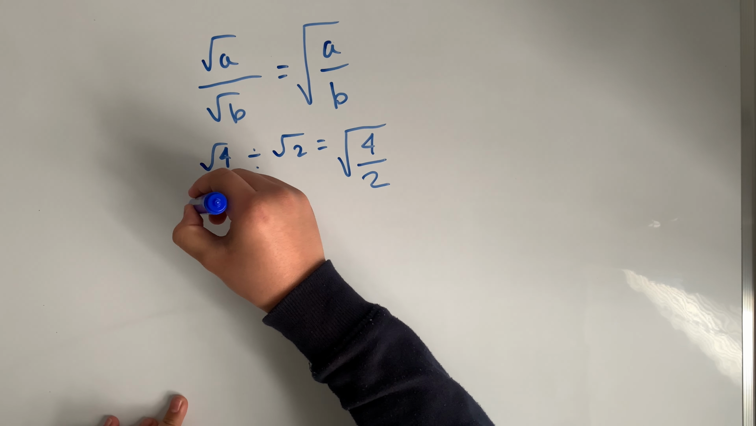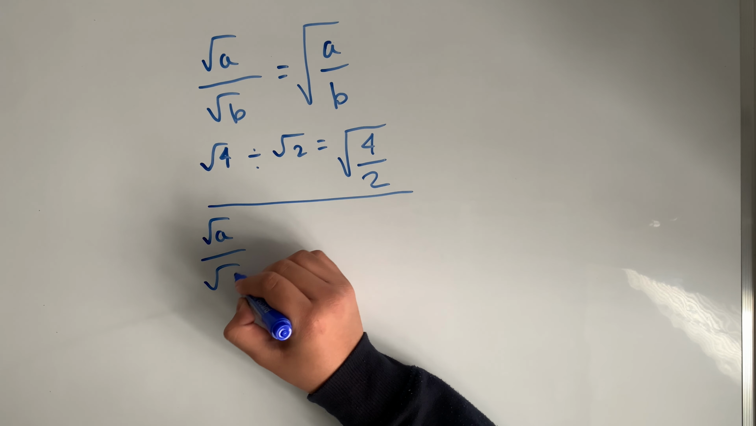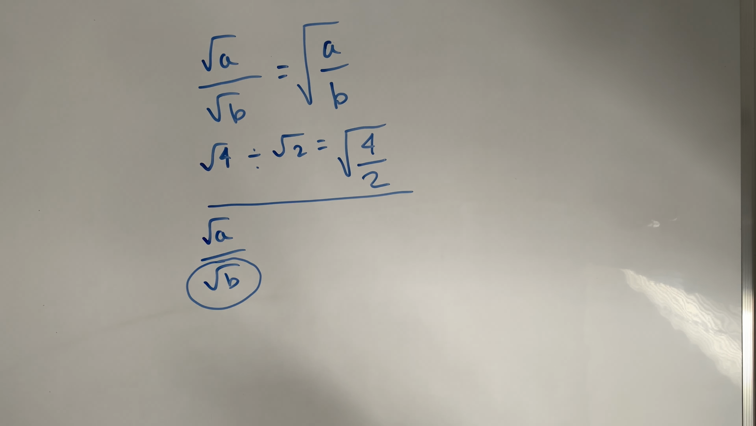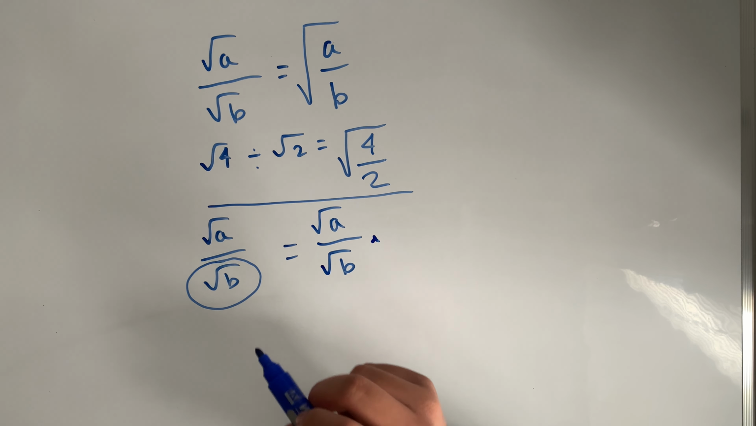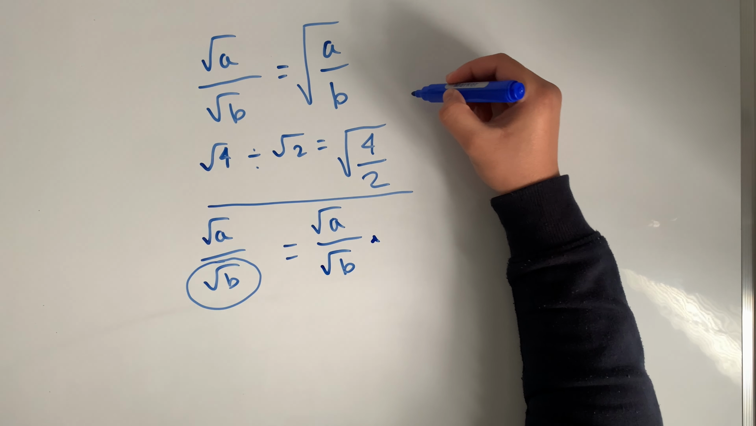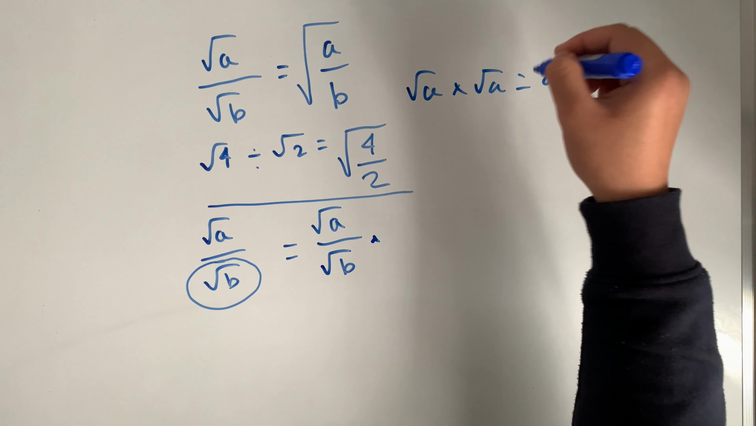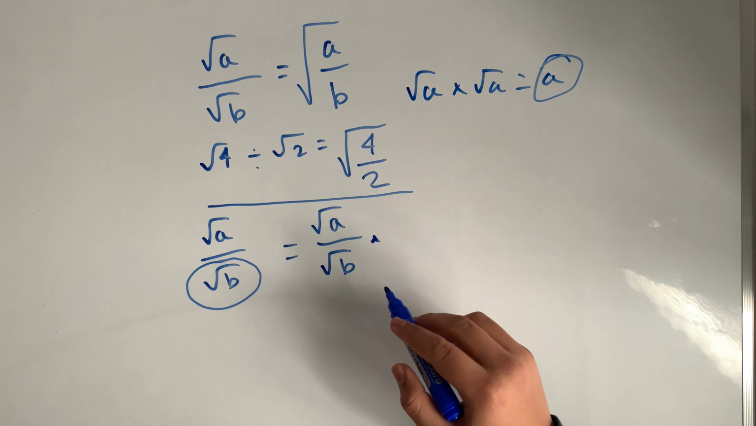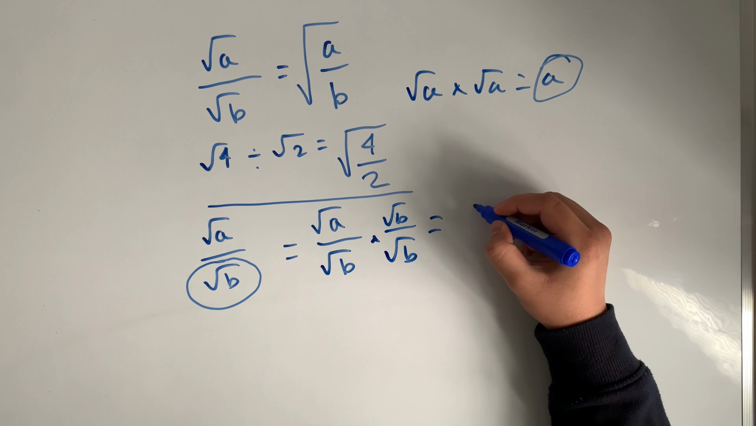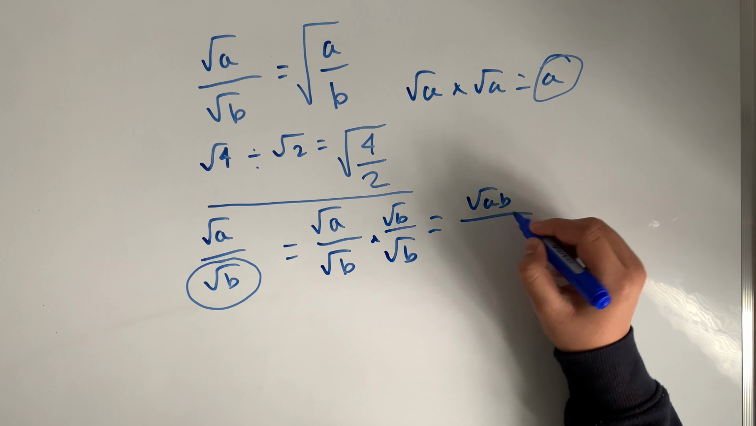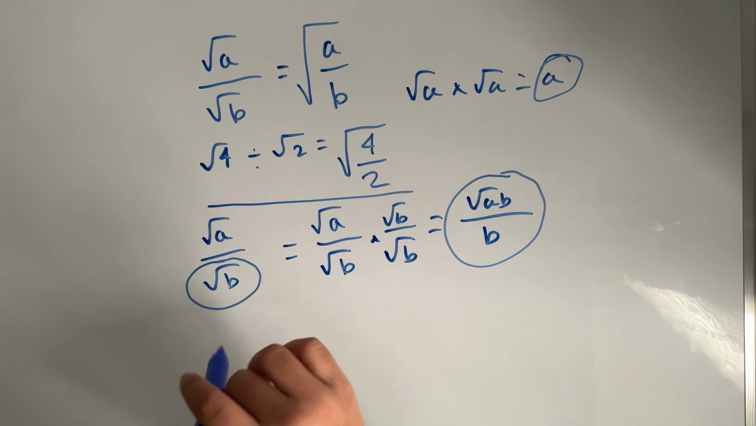Now the next one is called rationalizing the denominator. You can't have a surd being the denominator. Because you're rationalizing square root b, remember the first rule which we did, where square root a times square root a equals a, because we just want to have it as a normal number, not as a square root. So we'll just times it by square root b. So over here will be square root ab over b. And this is rationalized.